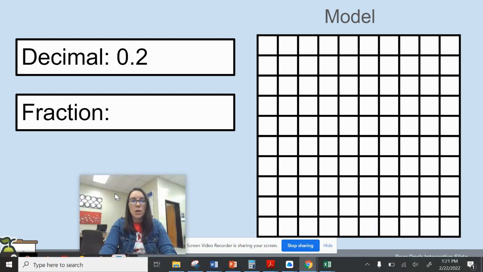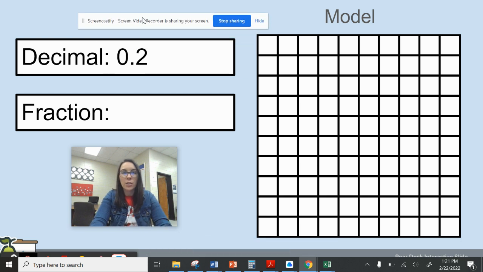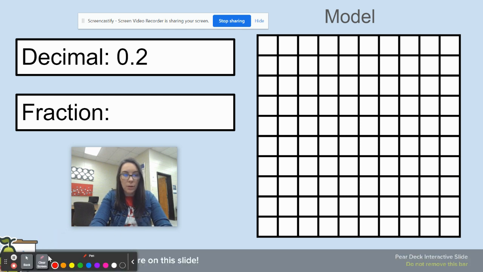So we are looking at 2/10, because remember when we talk about place value, the first place value of a decimal is called the tenths place. And how does that look as a fraction? Well, if we look at our model, this is 1/10 right there because there's 10 blocks there, because remember the model represents a whole. Here is a second group of 2/10, so there's 2/10 right there.